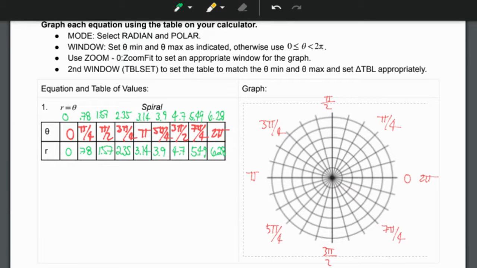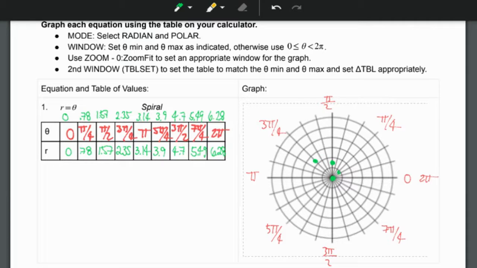All right, so the way that you're going to graph this is you're going to start with the angle first. So at 0 degrees, we're going to go 0 circles outward. And at pi over 4, we're going to go about 0.78 outward. At pi over 2, we're going to be 1.57, so halfway between the first and second circles. And then you're going to continue on.